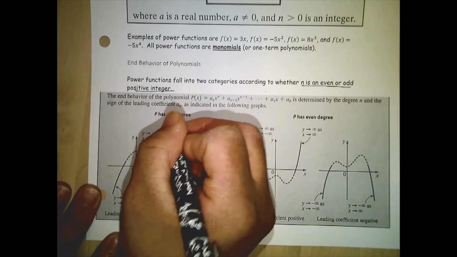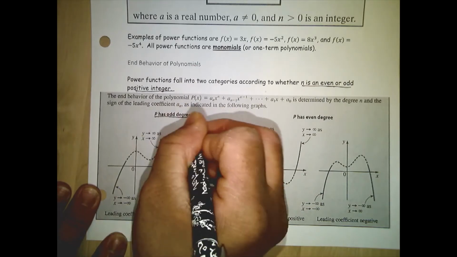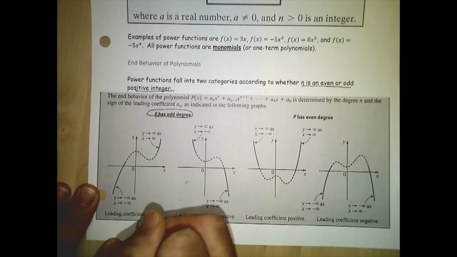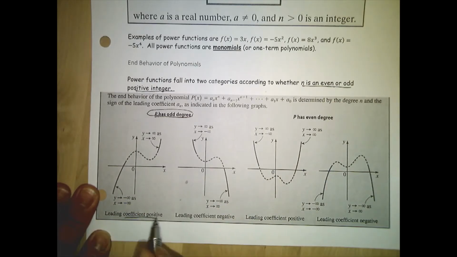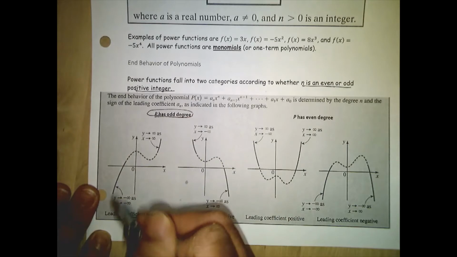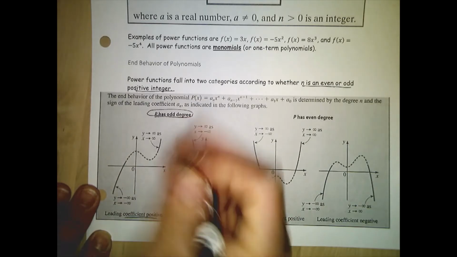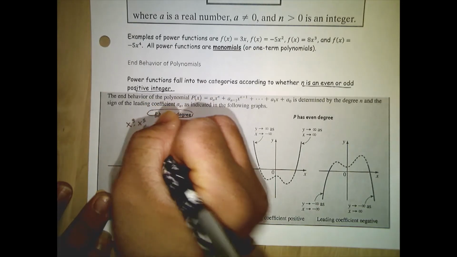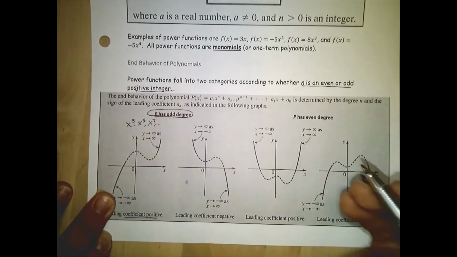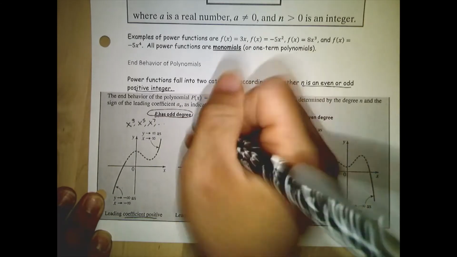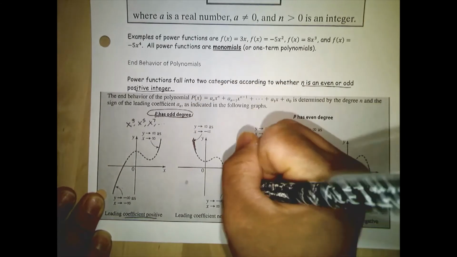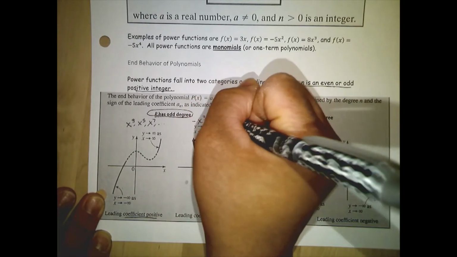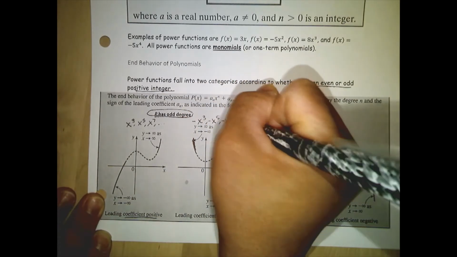So here we go. If p of x has an odd degree, then if the leading coefficient is positive, this is what the graph will look like for its end behavior, something like x to the third, x to the fifth, x to the seventh, etc. But if the leading coefficient is negative, here's what the end behavior will look like, something like negative x to the third, negative x to the fifth, negative x to the seventh, etc.